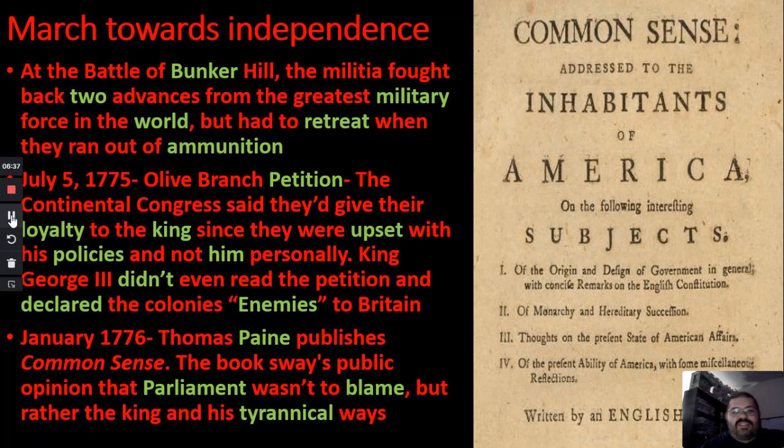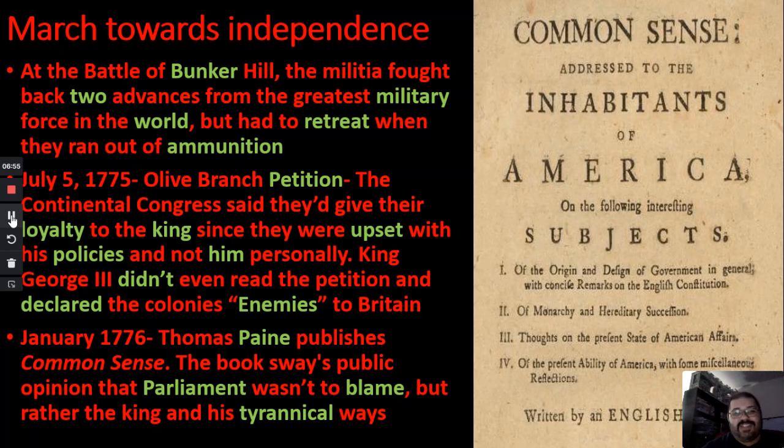They suck. You're taxing us to death, and you won't let any of our people here represent us in England, in the House of Commons, in the House of Lords. We need some representation. If you give us that, we'll be loyal to you.